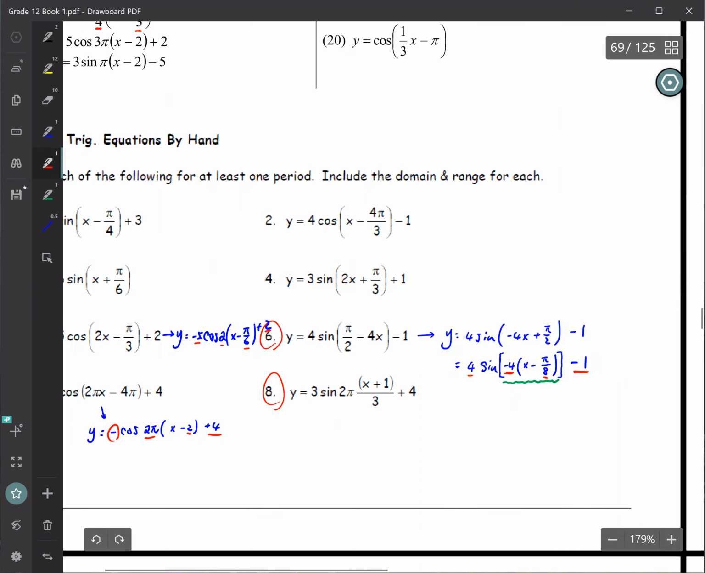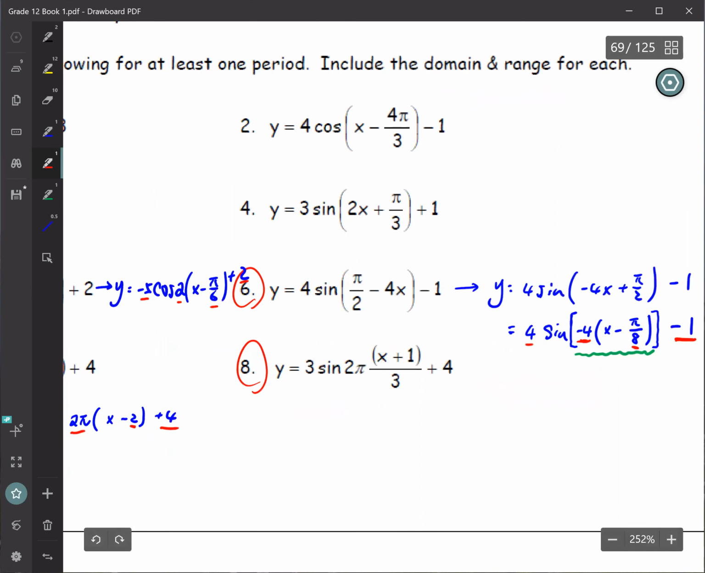Okay, number 8 is the one similar to the above, okay? So this part is your B. 2 pi over 3. Okay, that's your B. And what's the value for C? Trudy?